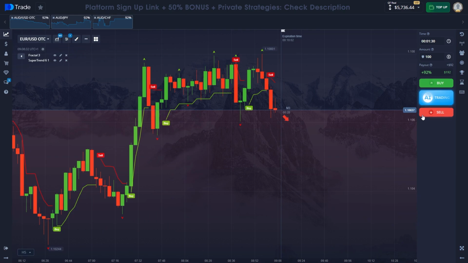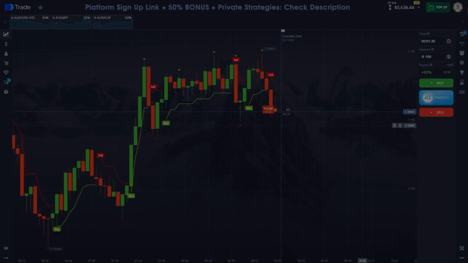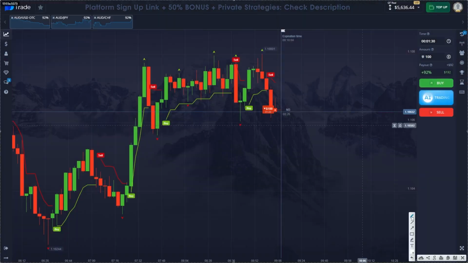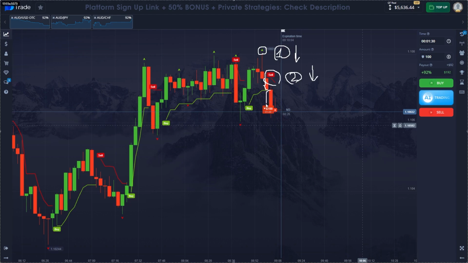Here I opened a deal to sell. First, the green arrow pointing up tells us that the upward movement has ended. This is the first signal to sell. Secondly, the Supertrend indicator gives the signal to sell. This is our second signal to sell. Thirdly, we see a strong candle which the Supertrend indicator line rests against. And this is our third signal to decrease.